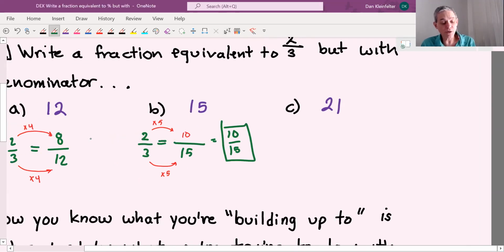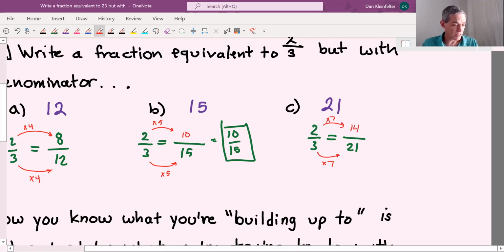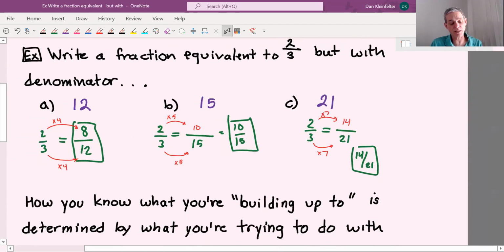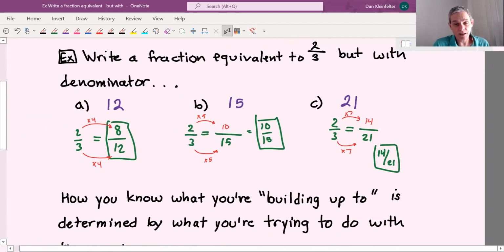For the last one, we want our fraction to have denominator 21. So 2/3 into 21sts. How many times does 3 go into 21? It goes 7 times, as you said. So 2 times 7 is 14, and this will make 14/21. So there are 3 fractions that are equivalent to 2/3, having all different denominators.